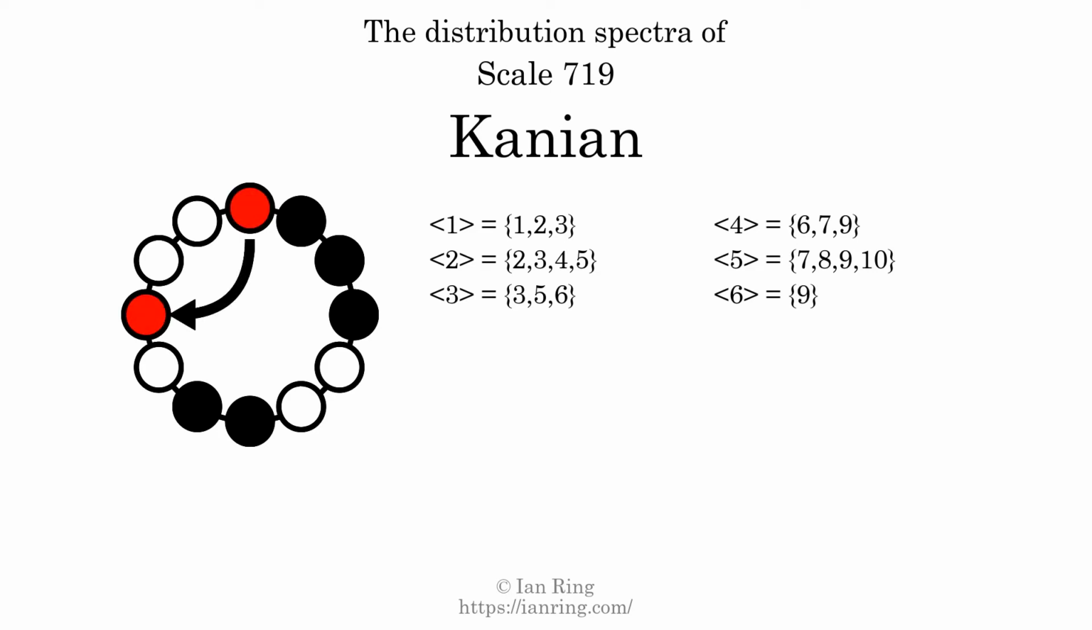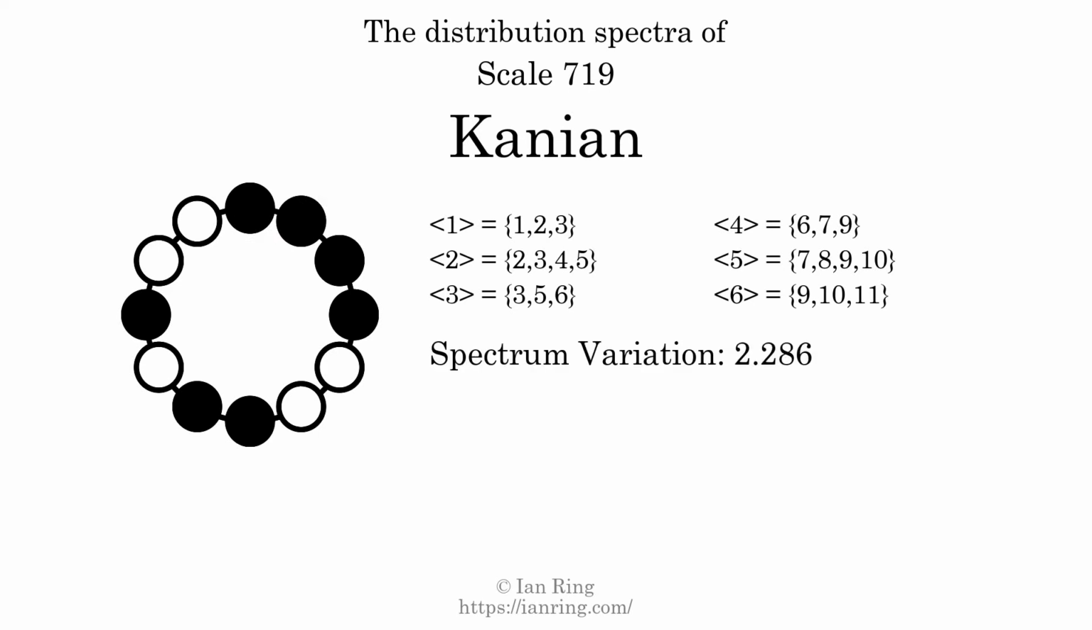9 semitones, 10 semitones, and 11 semitones. The spectrum width of this generic interval is 2. The spectrum variation is the sum of all the widths, divided by the number of tones. The spectrum variation of this scale is 2.286. Since the variation is greater than 0, this indicates that the scale is not perfectly even.